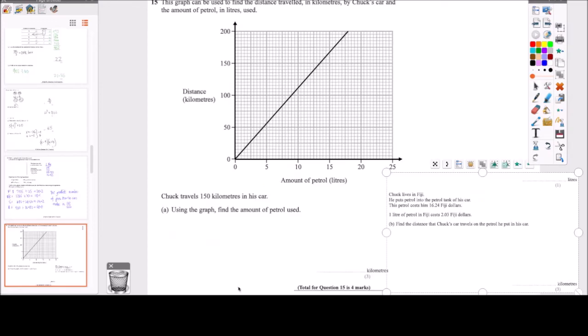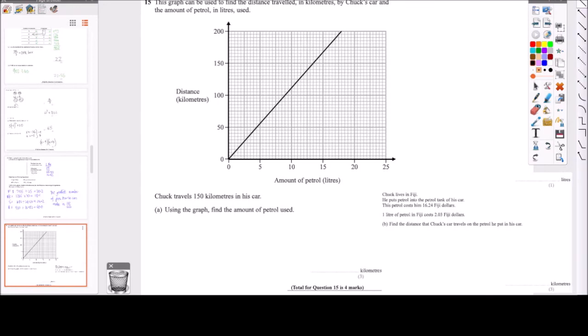Question 15. So for part A, use the graph, find the amount of petrol used. Truck travels 150 kilometers. Okay. So let's take 150 kilometers. All right, there's 150 kilometers. Let's go along. All right, then go down and take a reading.